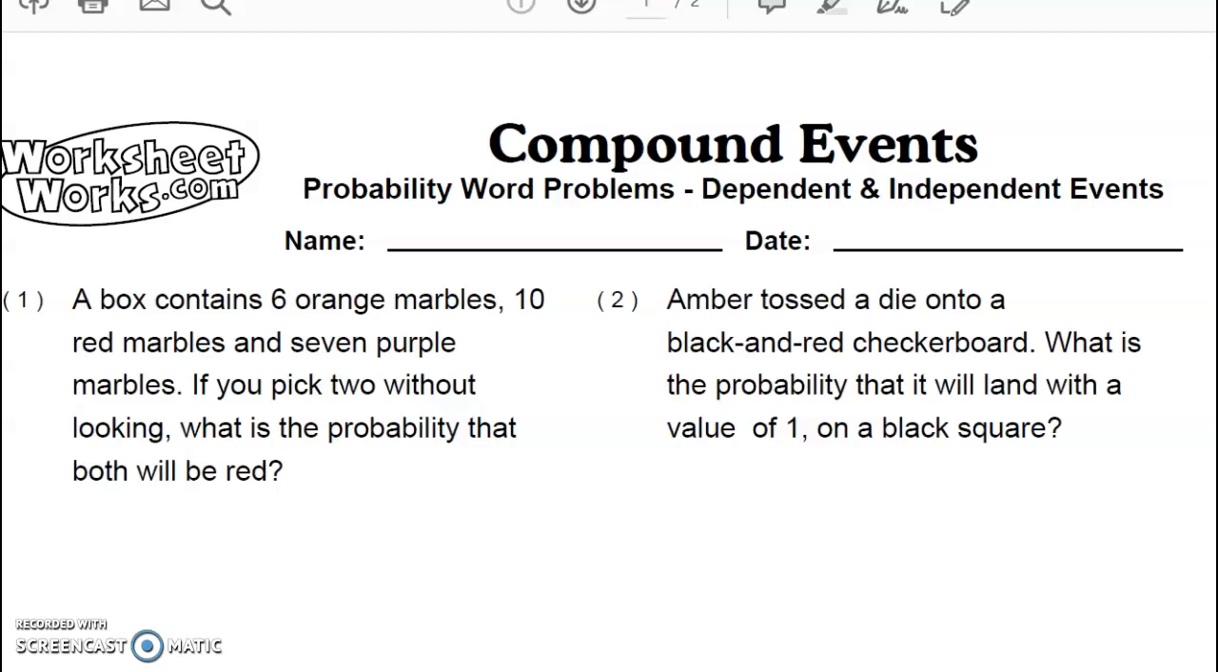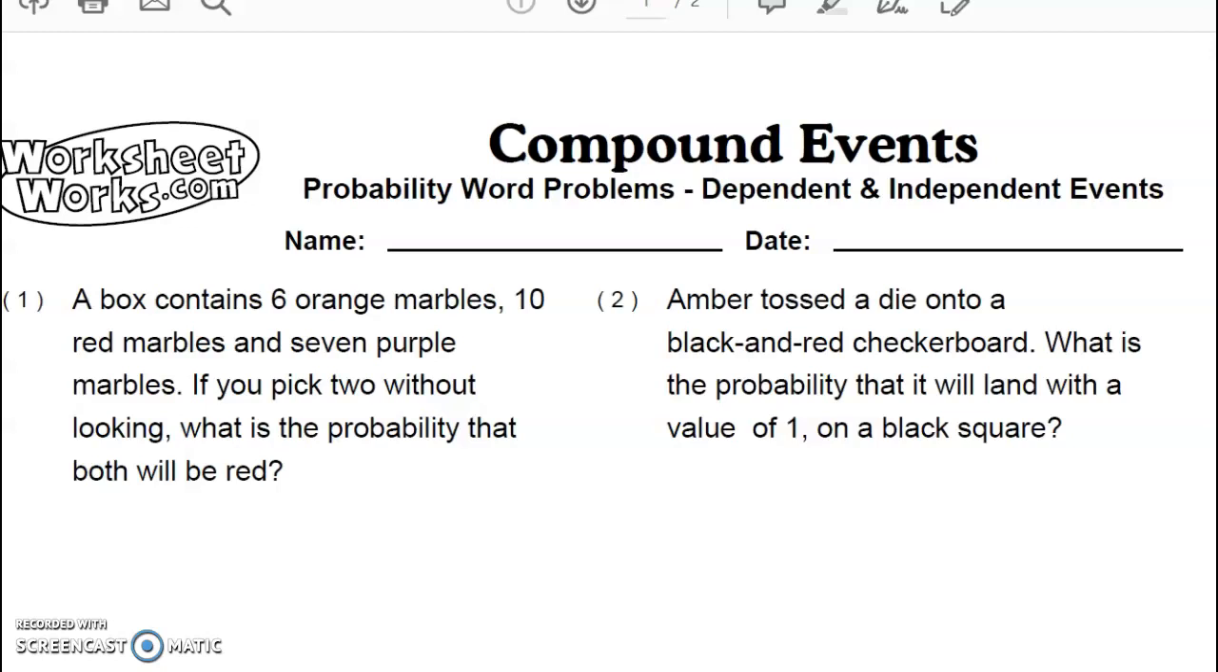The probability of the next one being red is 9, because we already took out 1 red marble, out of 22, because we took out a marble. So again, this is where you have to look at these as dependent events, and you say the probability of the second one is going to change based on what we got the first time.